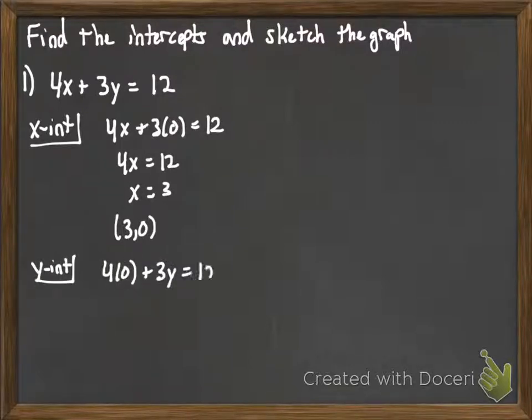Likewise, for the y-intercept, we go into our equation, replace x with 0, and then solve that equation for y. And so doing so gives us y is equal to 4. So we have the point (0, 4).